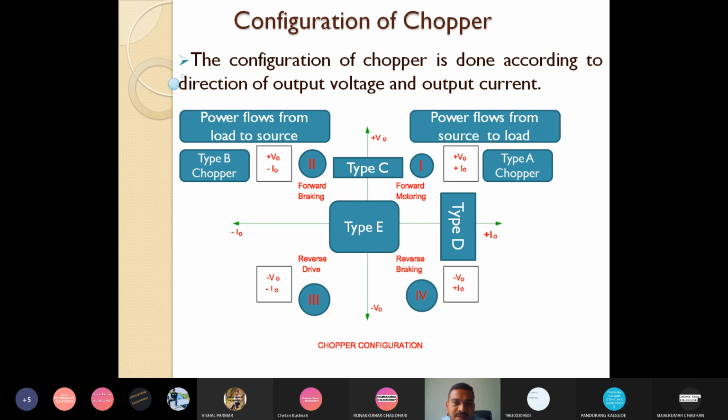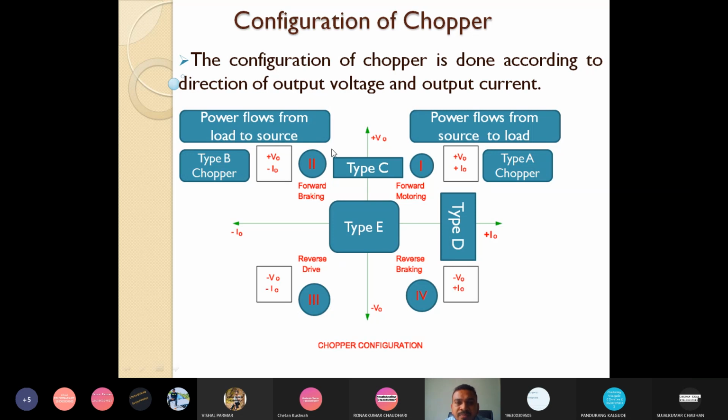So this type C chopper is the combination of type A chopper and type B chopper. Why? Because in type A chopper output voltage is positive, and in type B chopper output voltage is also positive, whereas in type A chopper output current is positive and in type B chopper output current is negative. That's why type C chopper is the combination of the two. Output voltage remains positive, but output current will change from negative to positive and positive to negative according to the switching operation of the chopper.